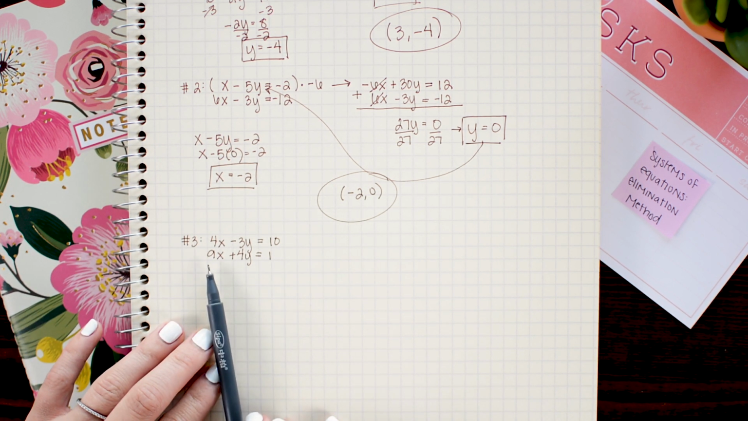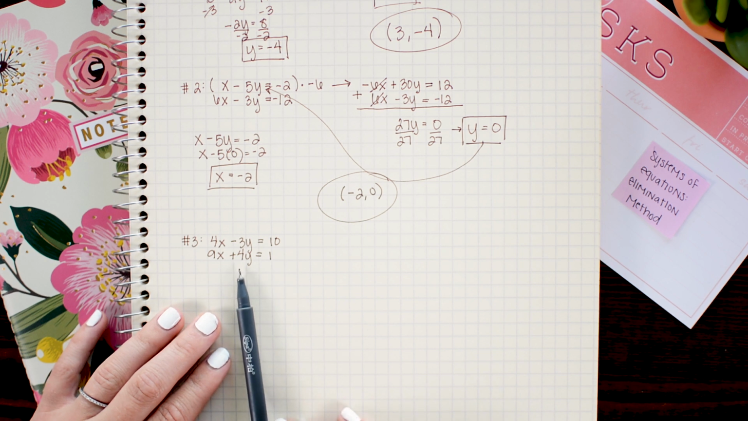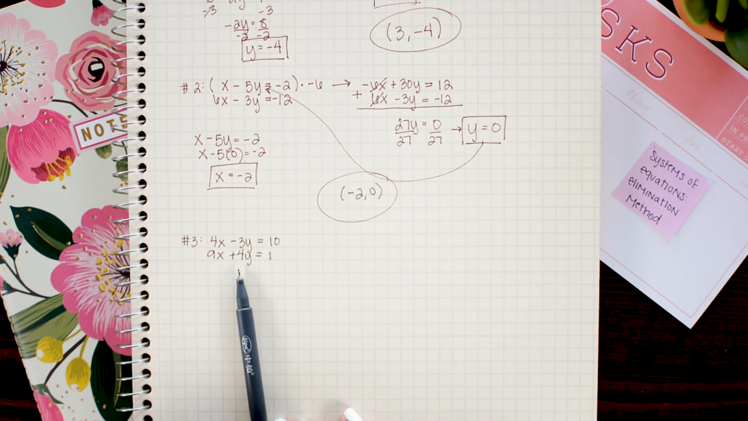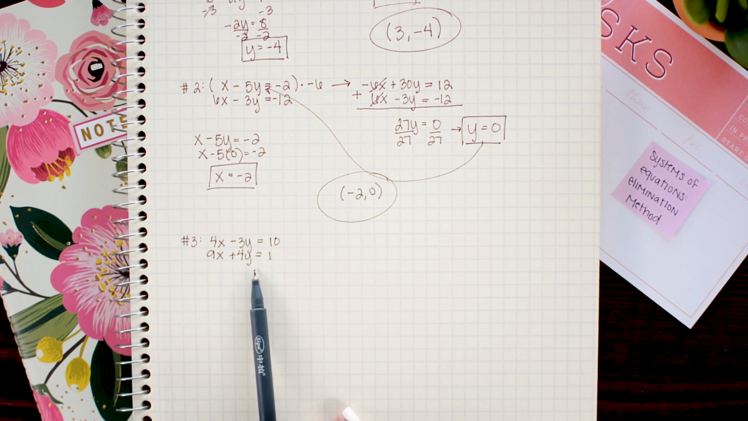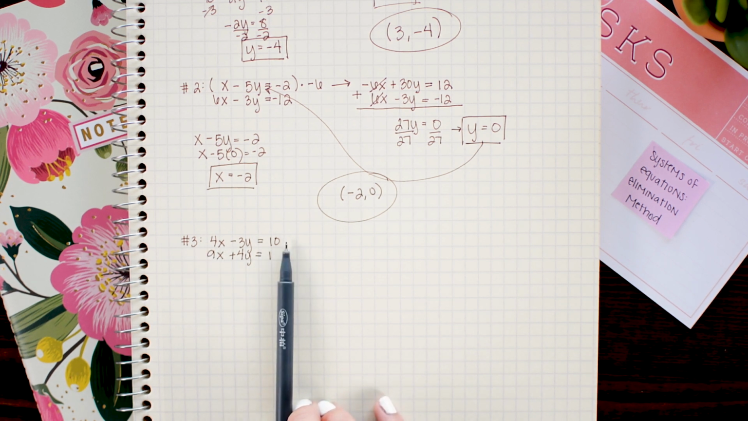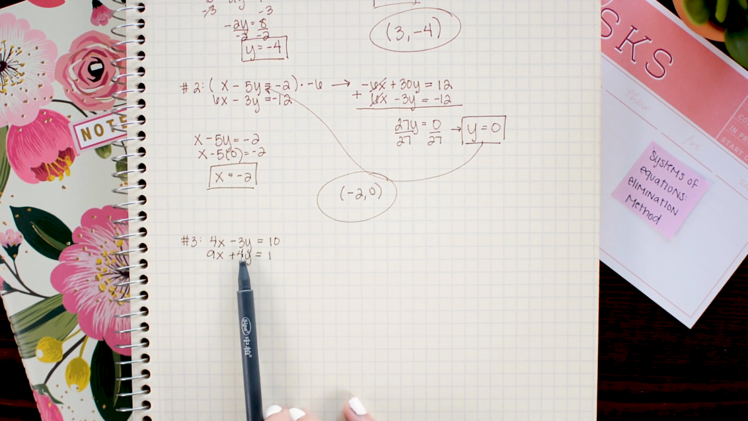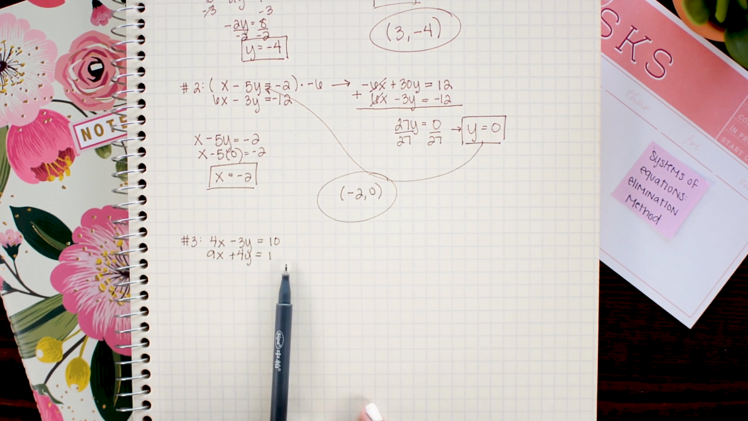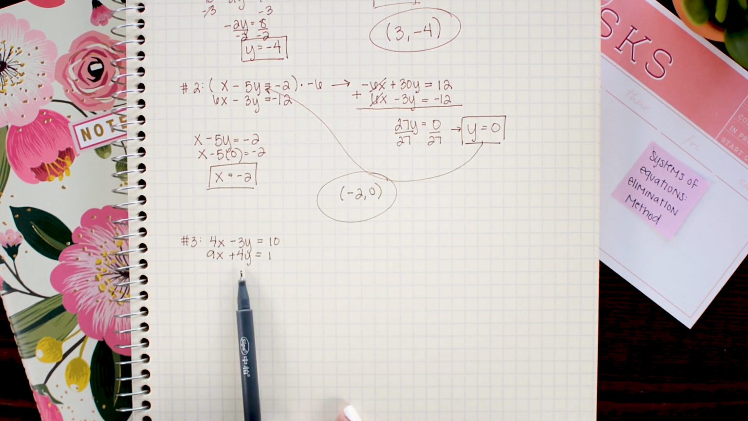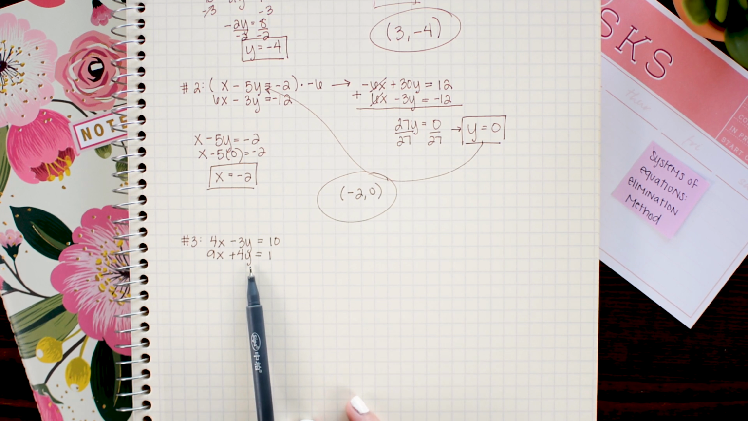So here I'm going to look at the smaller numbers because I like working with smaller numbers. On the y, I have a negative 3y and a positive 4y. So what I could do is multiply the top equation by 4 so that I have negative 12y, and then I could multiply the bottom equation by 3 so I have a positive 12y. Then, like our other problems, the negative 12y and the positive 12y will cancel each other out, leaving me only x's.